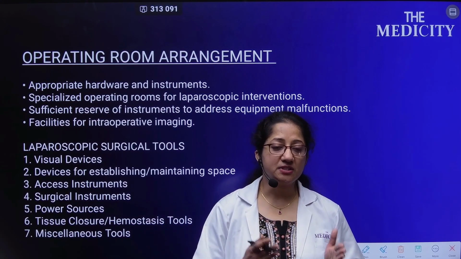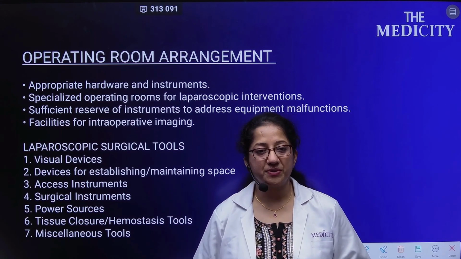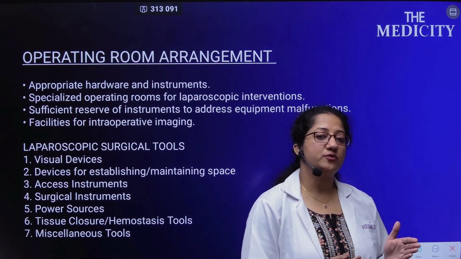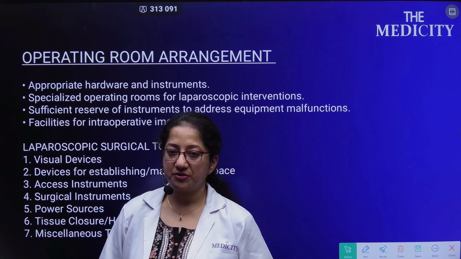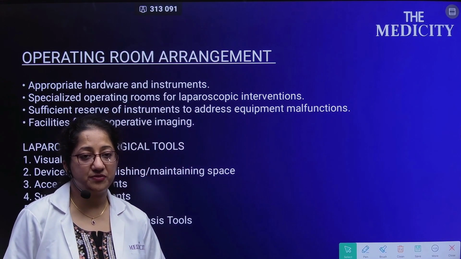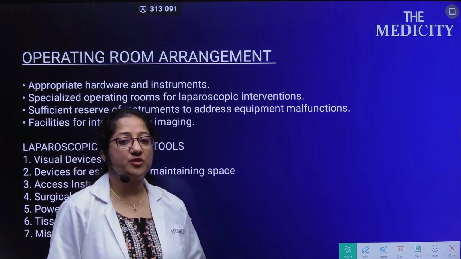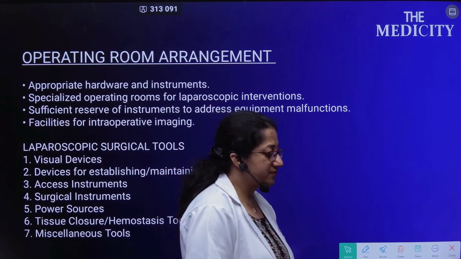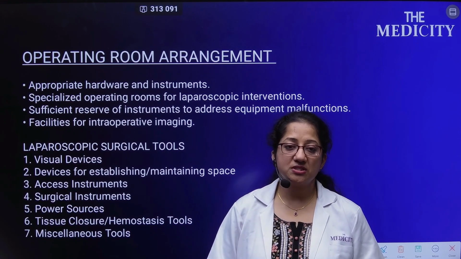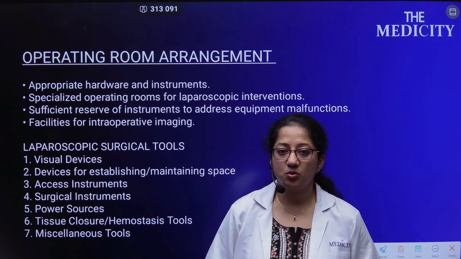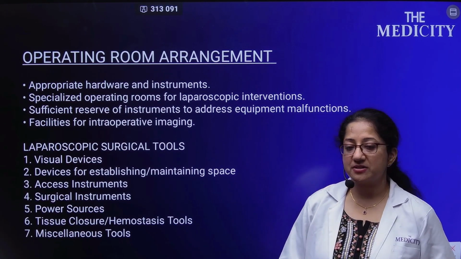Specialized operating room for the laparoscopic interventions, sufficient reserve of instruments to address any malfunction. So if a grasper has broken or if a cautery is not working, we should have a spare cautery for us to work. Facilities for intraoperative imaging. For example, if we find something which was not preoperatively checked and we need to see that, so we should have maybe a C-arm in the OT which can help us to do it better.